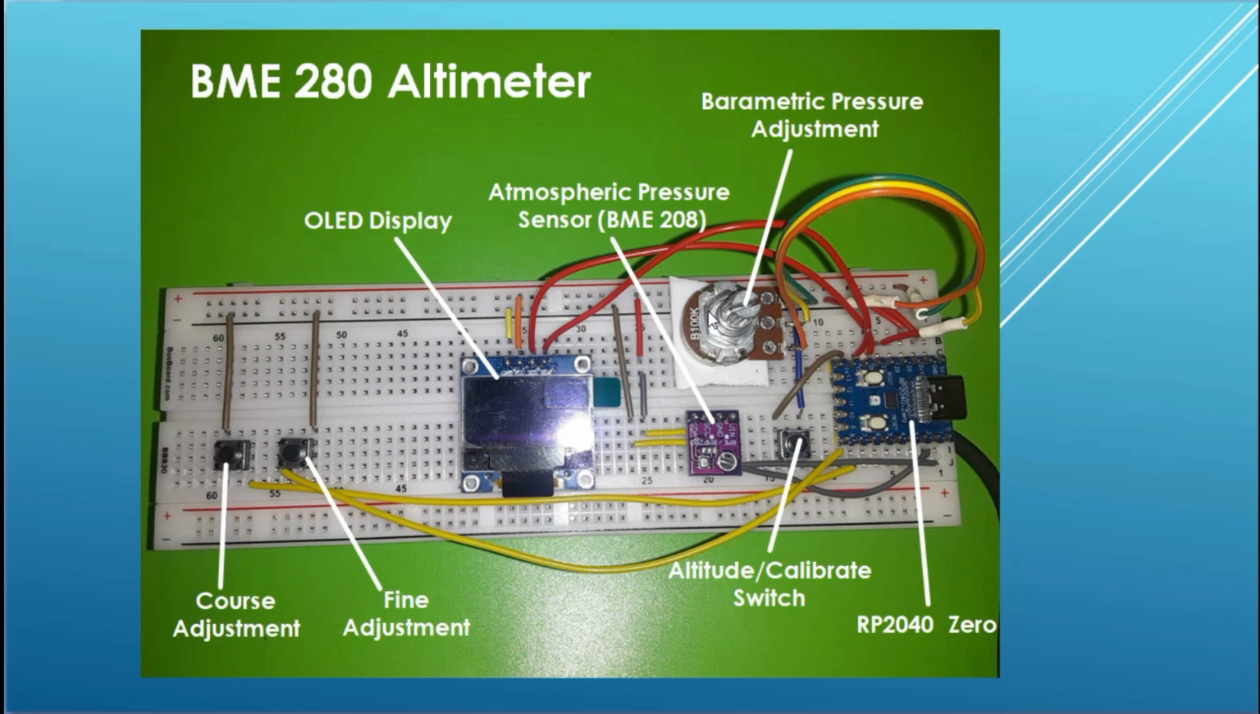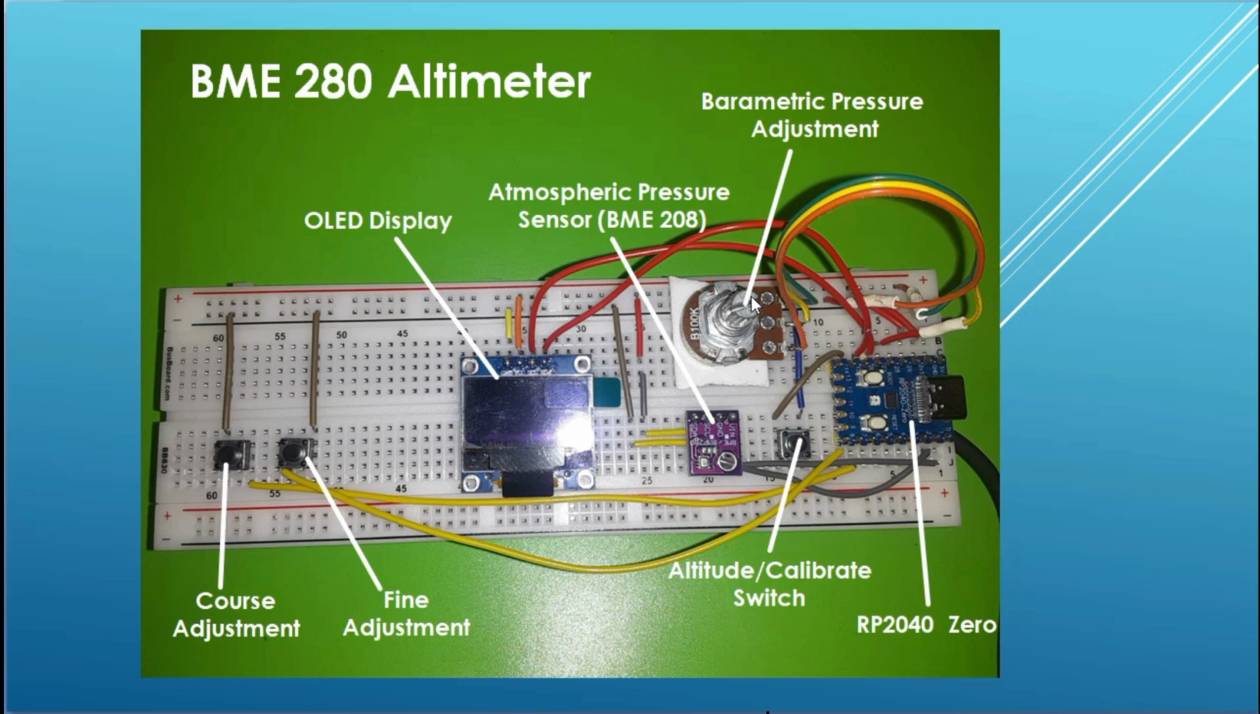So this is the BME280 altimeter. As you can see, it consists of a microcontroller, the RP2040, which is a Pico Pi variant, a little barometric pressure sensor called the BME280, and an OLED display for displaying the altitude in the altimeter. And when we set the barometric pressure, we can toggle that and set the barometric pressure and see that in the window as well.